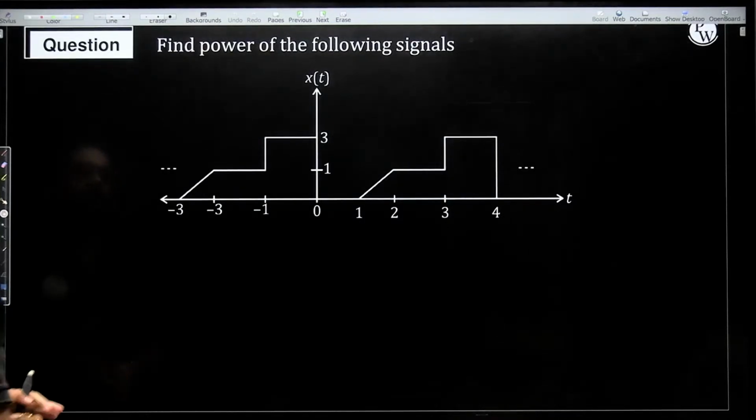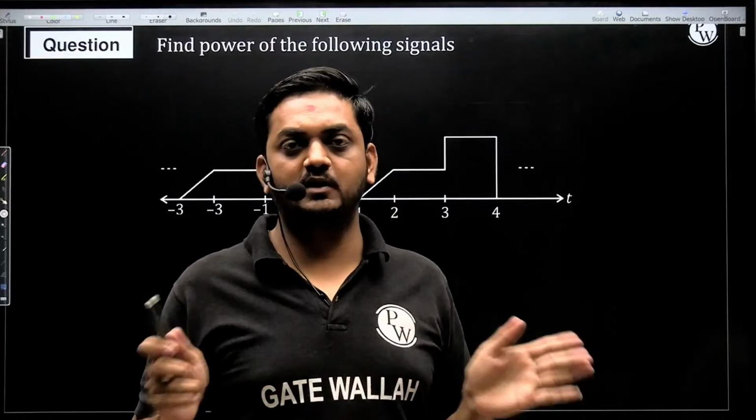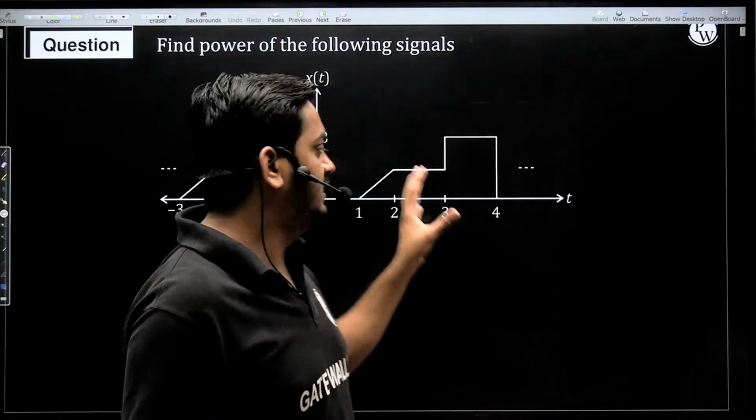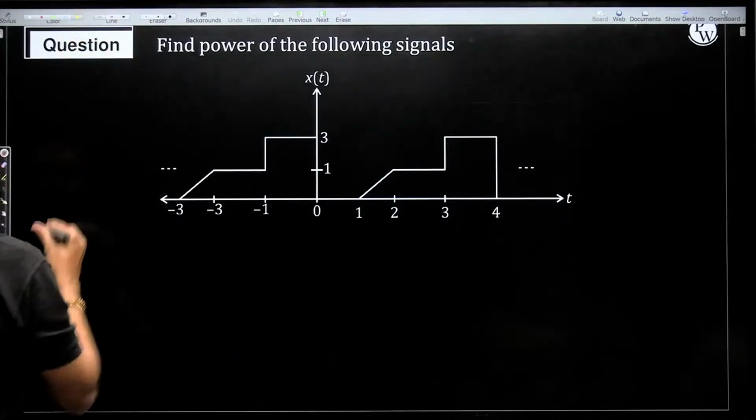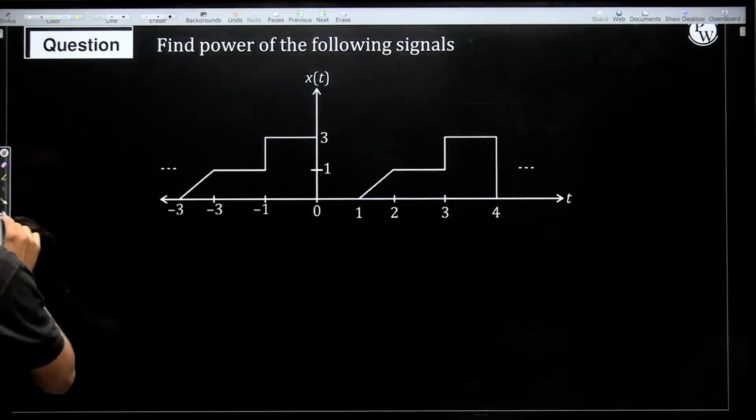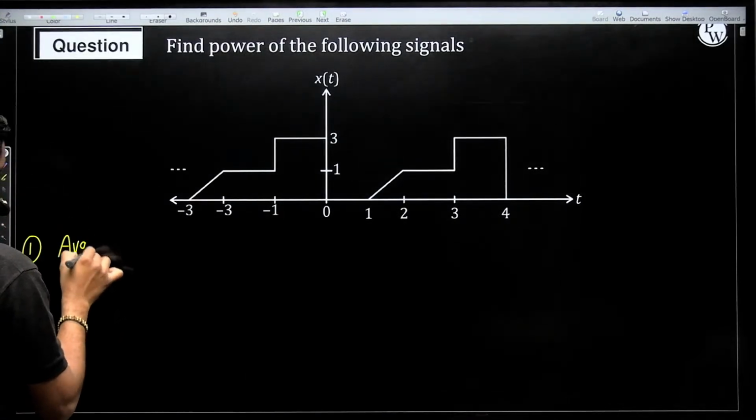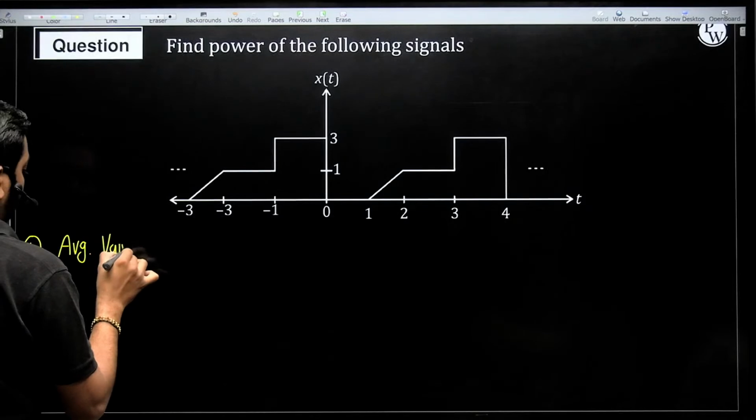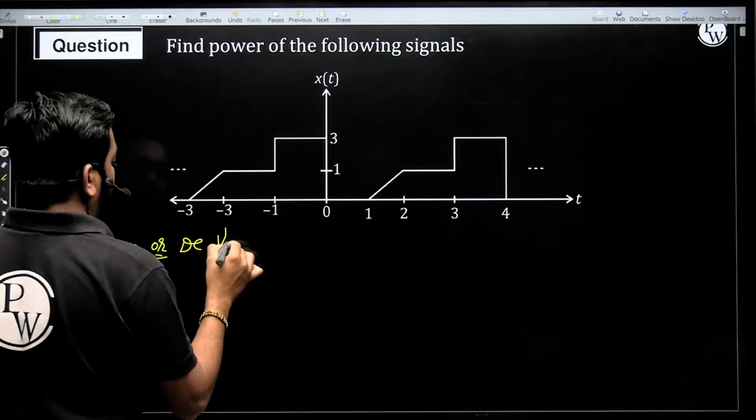Okay. So here the average is non-zero. Why non-zero? Because there is only a positive half cycle. The negative half cycle area is 0, but the positive half cycle is there. So the average value is non-zero. So first, the average value.